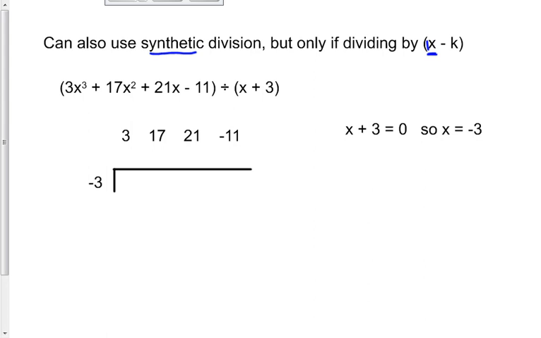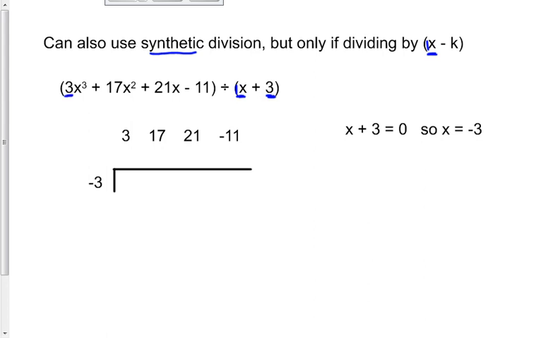So if I look really quickly at this first example, I'm dividing by x plus 3. This is a 1x. That works. X plus 3. I cannot have a variable in the back. It has to be just a plain constant. So here's how we do our synthetic division.